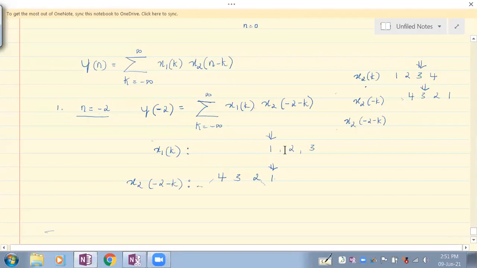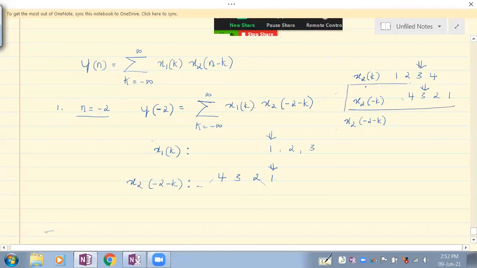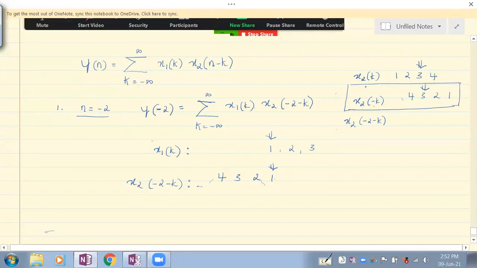If x1 of k is 1, 2, 3 with this as the origin, to obtain x2 of minus 2 minus k, what do we need to have with us for reference? We need to have this particular signal as reference. Having x2 of minus 2 minus k means shifting x2 of minus k to the left by 2 positions. If we shift this to the left by 2 positions, the 0th sample would come at 1. So that's our x2 of minus 2 minus k.